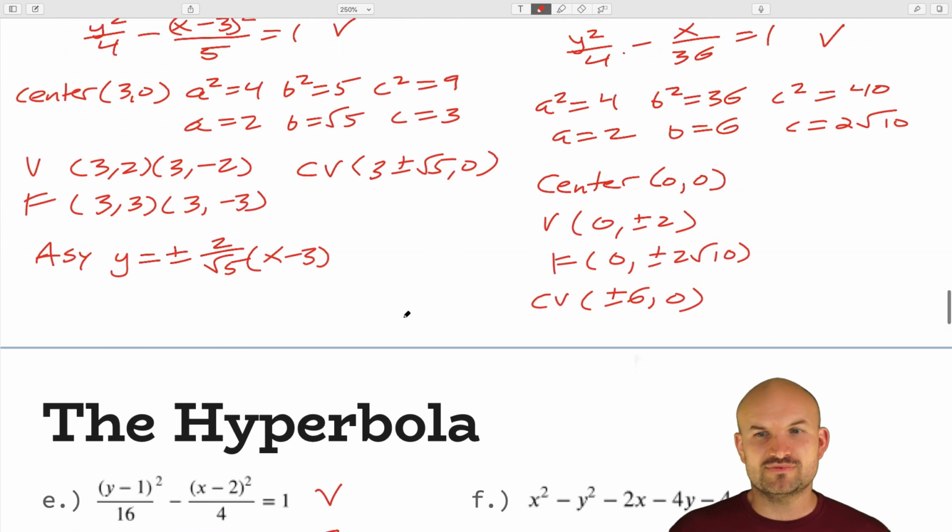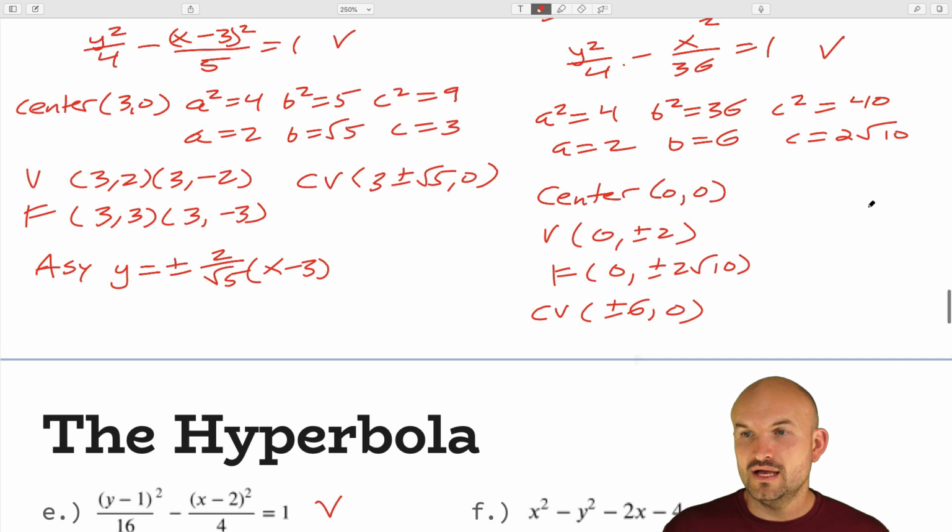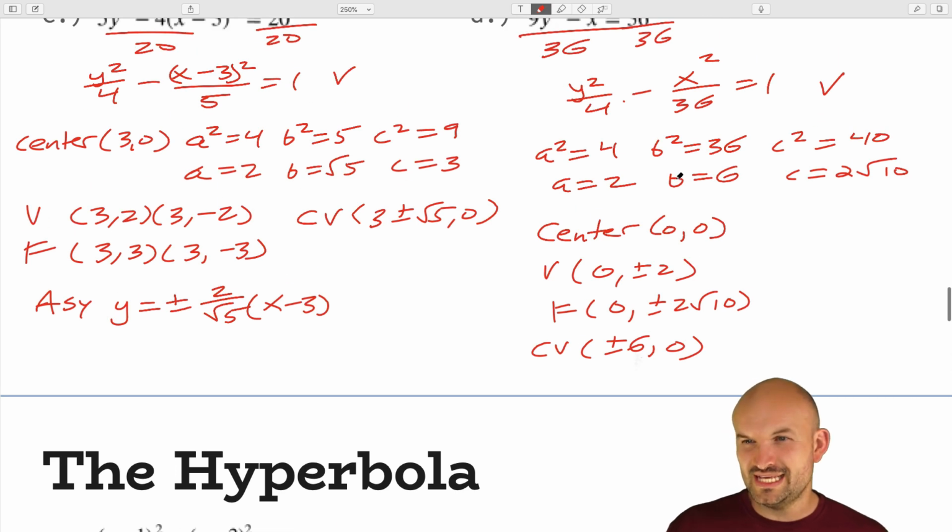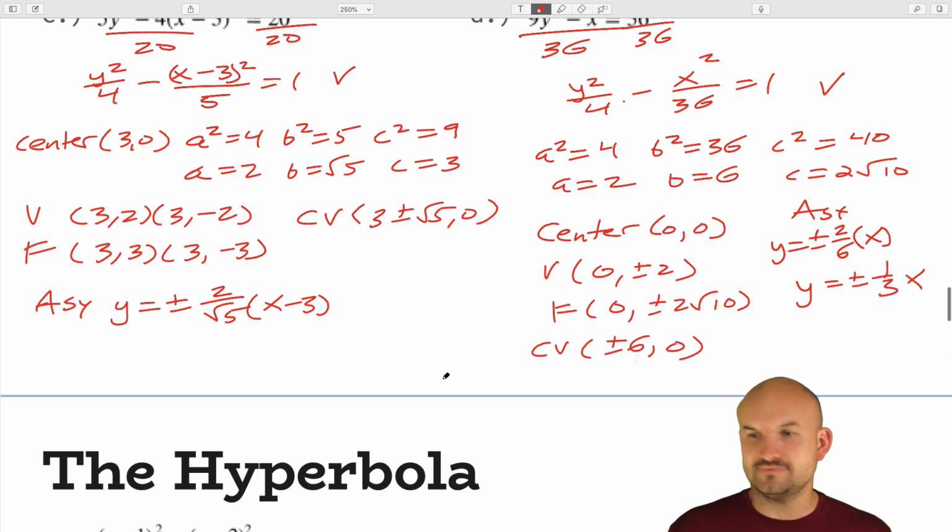Did I not do the asymptotes? I forgot to do the asymptotes here. Again, that's vertical, so that's going to be a over b. So that'd be y equals plus or minus 2 over 6, comma x, just x, right? Because they're both at the origin. So that's my asymptote equation. Y equals plus or minus 1/3 x.